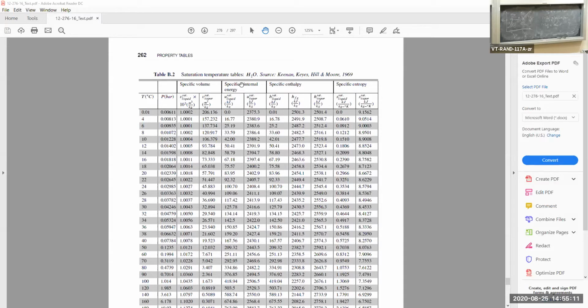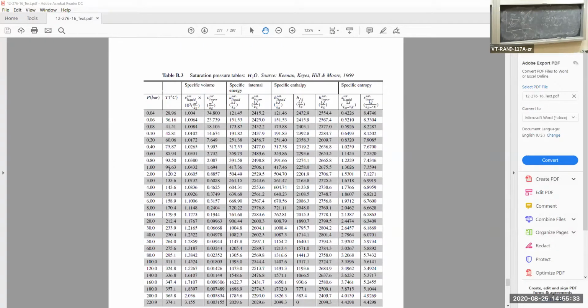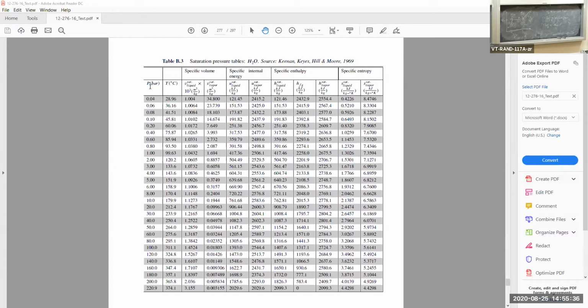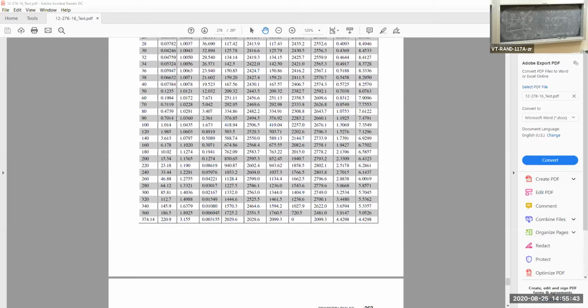B2 is the saturation temperature table. I've got temperatures and I've got pressures. You give me a pressure in bar, and I can give you the saturation temperature T. You give me a pressure, I give you the boiling temperature. We also have saturation pressure tables. You give me the pressure, I give you the temperature. One atmosphere is basically 1.01 bar.